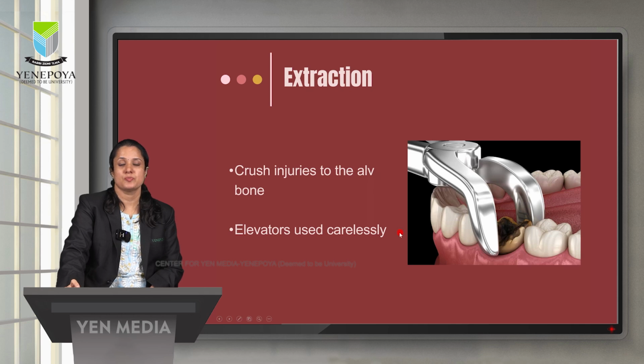Next are extraction procedures. Generally, when we extract a tooth, sometimes there may be crush injuries in the alveolar bone, which are almost irreversible because bone takes a very long time to regenerate. And when we use elevators to elevate the tooth which is to be extracted, sometimes we can inadvertently luxate the adjacent teeth or cause pocket formation in the adjacent teeth. So these should be avoided.